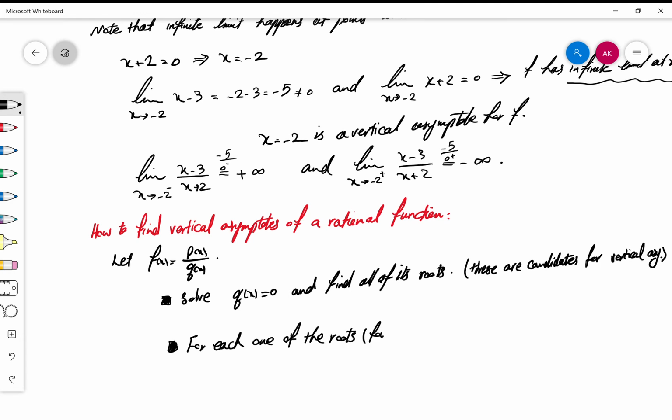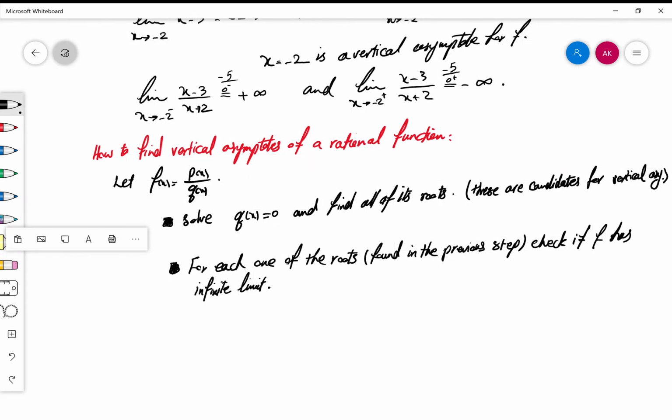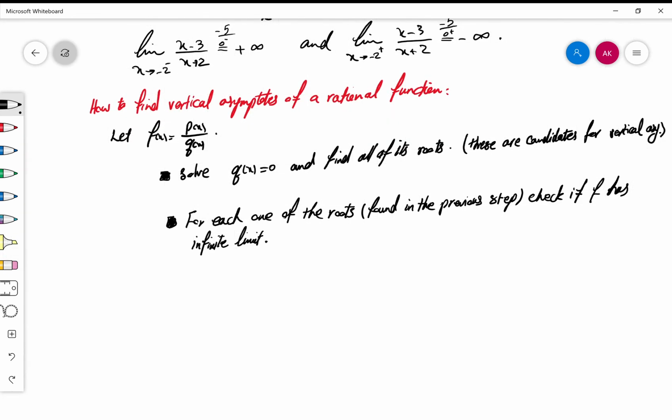for each one of the roots found in the previous step, check if the function, if f has infinite limit. If it has infinite limit, that will give you a vertical asymptote. If it doesn't have, it won't be a vertical asymptote.